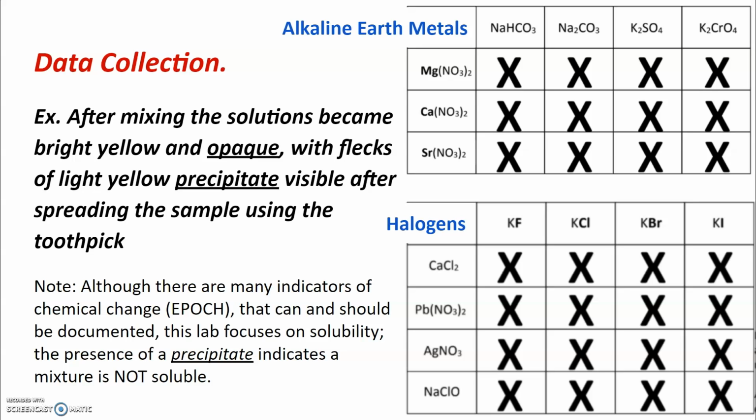And this is just a little note about what I said earlier. There's many indicators of chemical change that you should document, but the most important one for this lab is going to be the presence of a precipitate, because that indicates that it's not soluble.